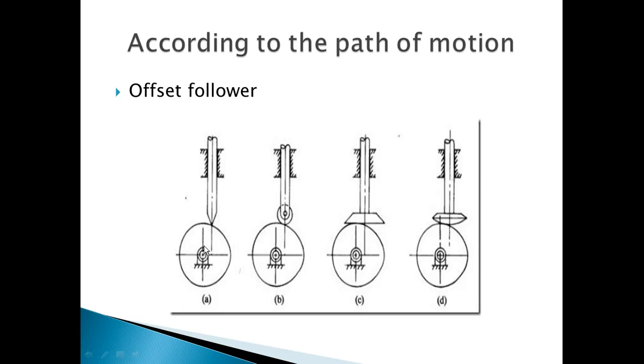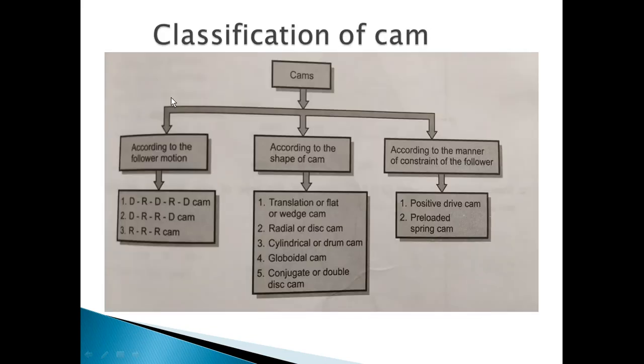In all four figures, you can see that this is the axis of the camshaft and this is the axis of the follower. There is some distance between them. They do not coincide, so an offset distance is given, and that's why it comes under the category of offset follower. The same applies to the roller follower, the flat face follower, as well as the spherical face follower. Then the classification of cam followers is over.